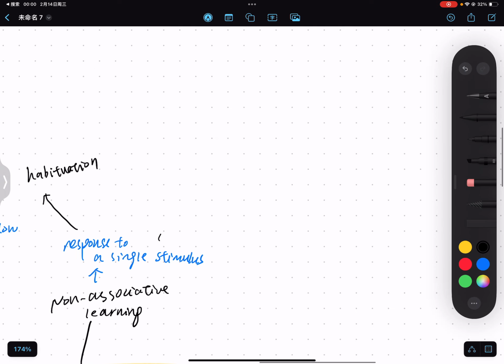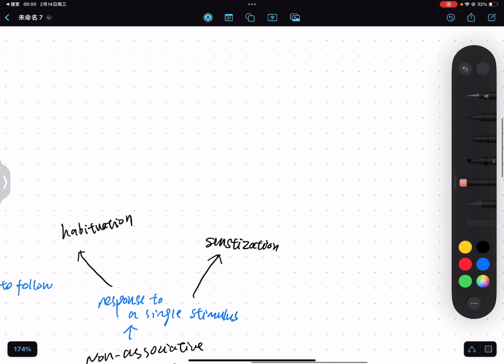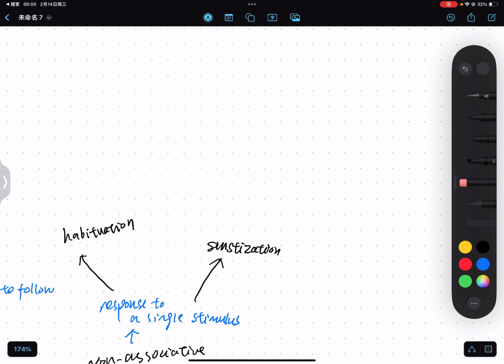And another is completely opposite, called sensitization. Sensitization is the opposite because there is an increase of reaction to a range of stimuli following exposure to one strong stimulus. So in general, habituation responds to milder stimuli, and sensitization responds to stronger stimuli.